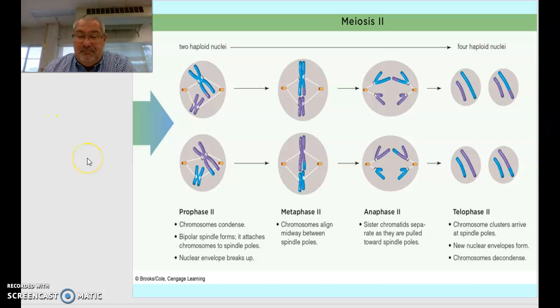Again, note, if these haploid cells are male, all 4 of them typically survive. If these 4 haploid cells are female, there only tends to be 1 that survives. The other 3 disintegrate.